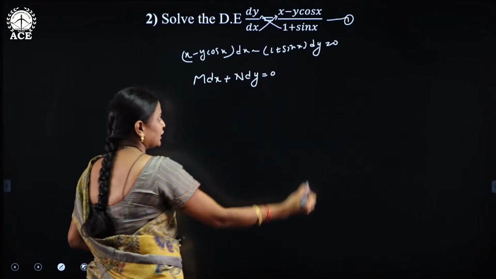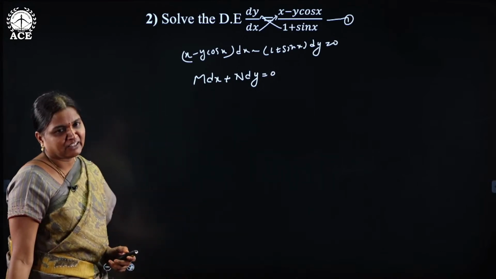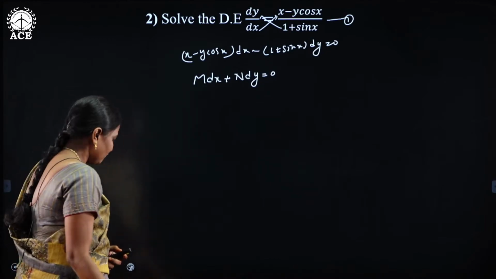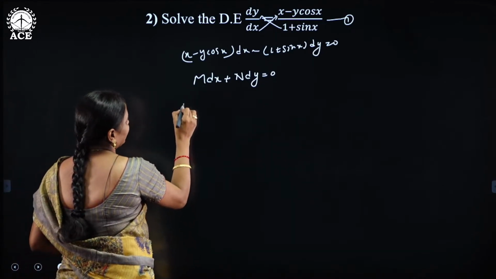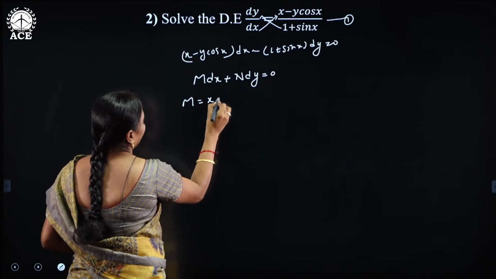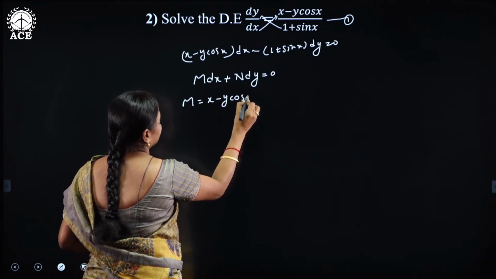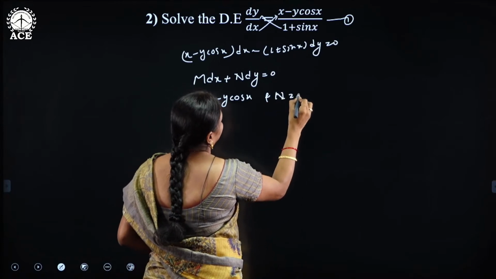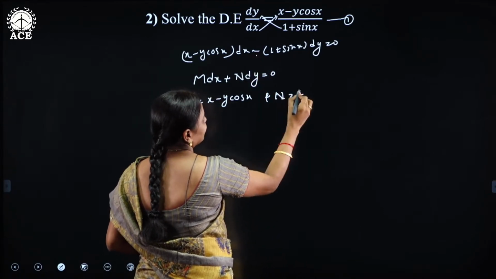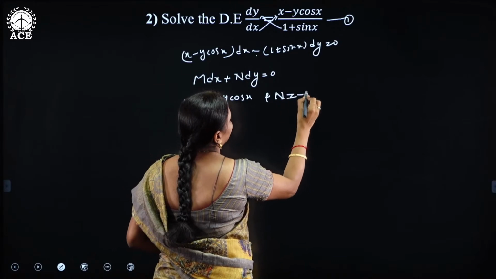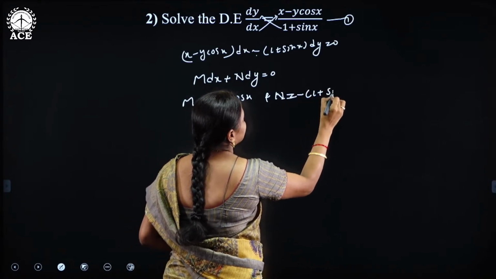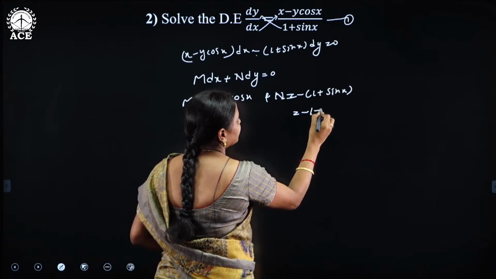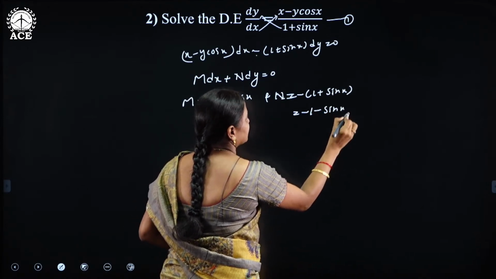So what is our first key point? First write the given differential equation into the standard form. What is our next point? Identify M and N. So here what is the M? x minus y cos x and N is minus of 1 plus sin x. Simply we can write which is equal to minus 1 minus sin x.